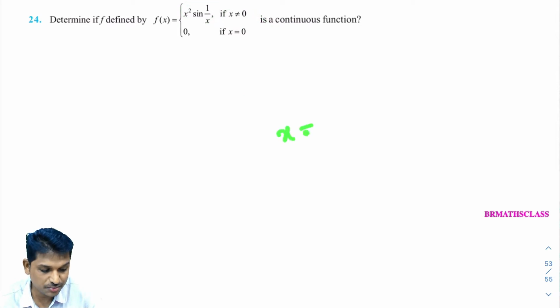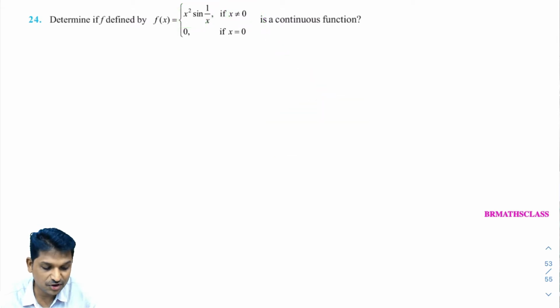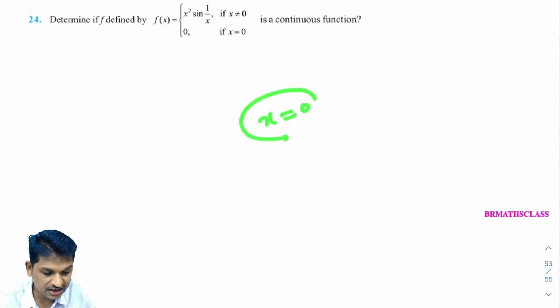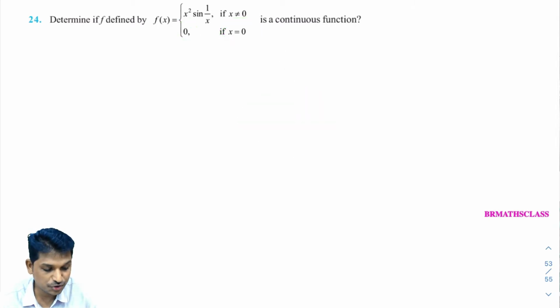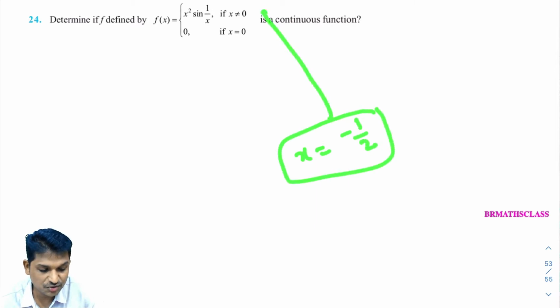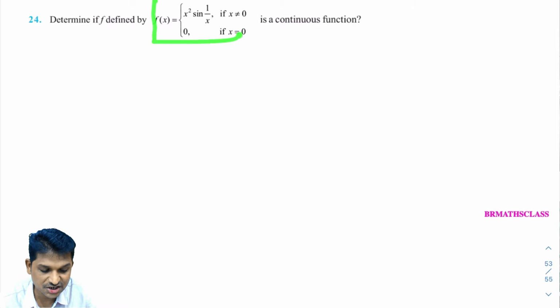Okay. x equal to -3. Then which function to choose? -3 is not equal to 0. Then I'll choose this function. Whenever the x value is a non-zero number, in that case we will choose this first function. Okay. When x equal to 0, at that time what function to choose? When x equal to 0, I'll choose the second function. Suppose x equal to -1/2. Then which function to choose? -1/2 is a non-zero number. Then I'll choose this first function only. My question is, what is the domain of this function? Domain of this function is all real numbers.